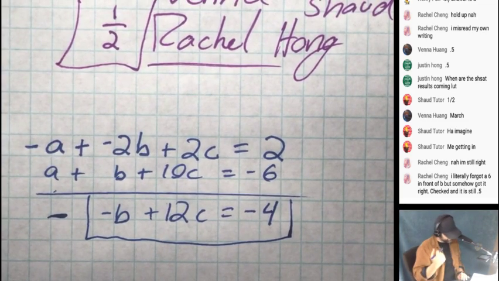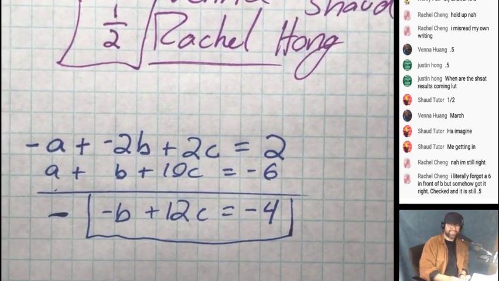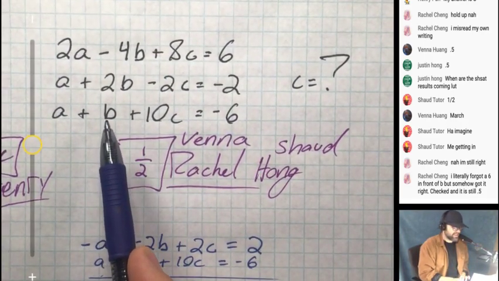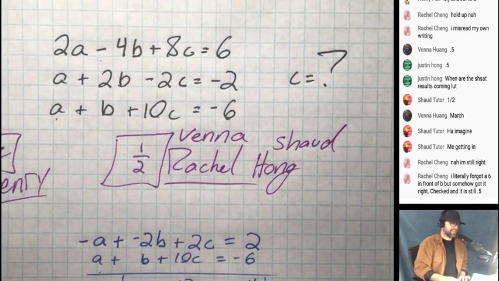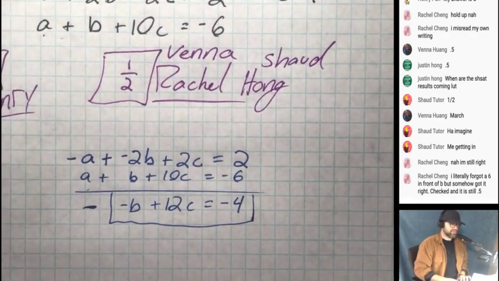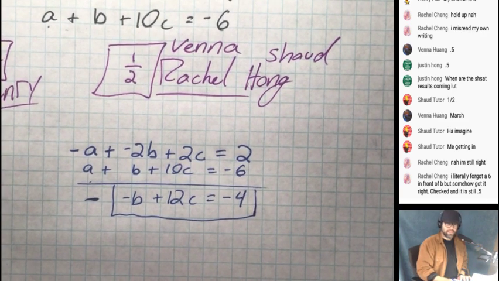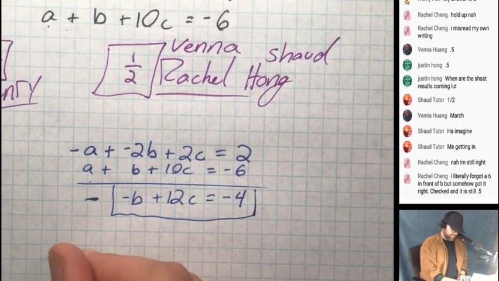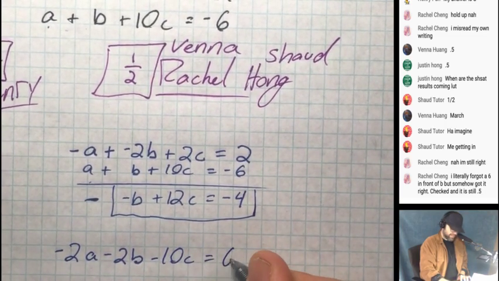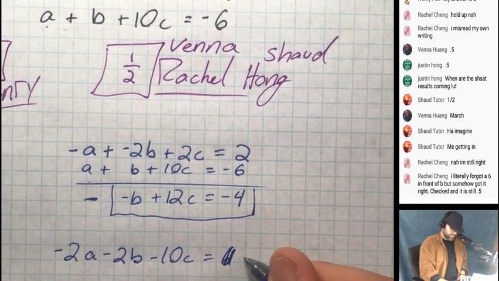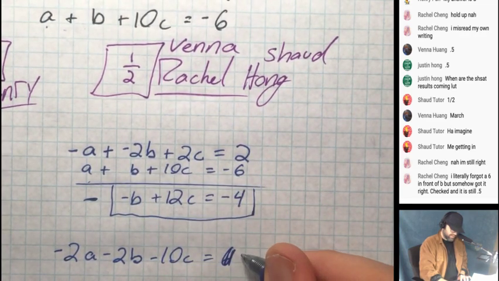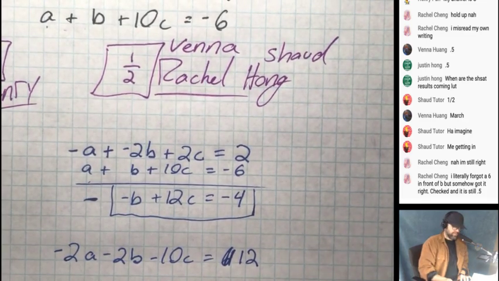Okay, let's roll that dice and see what's good. Now I'm going to take two different equations and add them together. I'm going to take this equation and this equation and add it together. But I will have to manipulate this bottom equation. I'm going to multiply this bottom equation by 2. So when I do that, I get negative 2a minus 2b minus 10c equals a positive. Did I multiply this properly? Equals a positive 12, because we're multiplying everything by a negative 2, right?